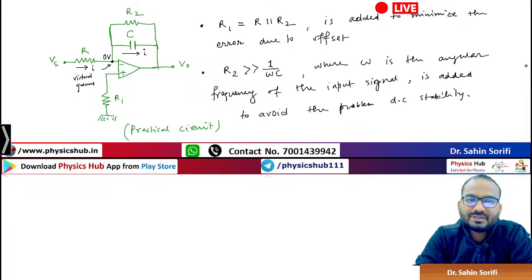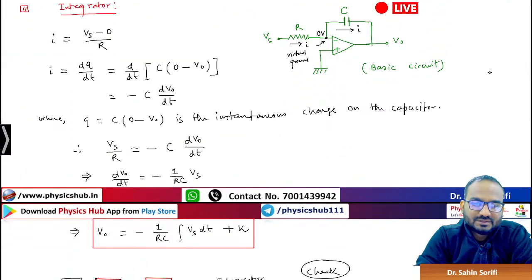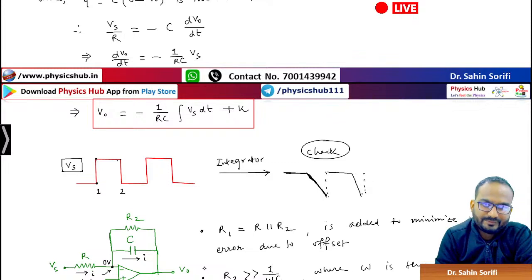Okay, you just know it for your information. Otherwise, the main circuit is this. The main formula is V naught is equal to minus 1 by RC integration of Vs dt plus K. Let me know if you have any question.